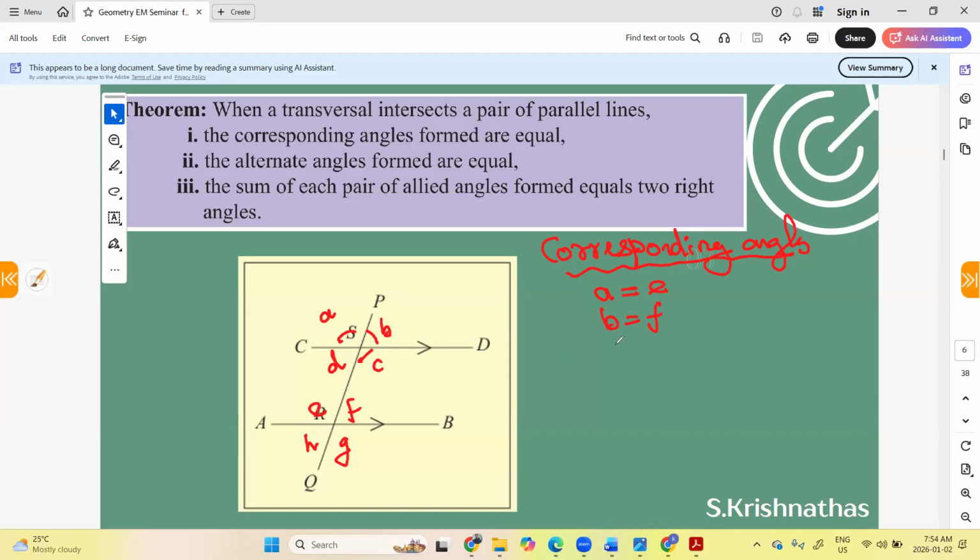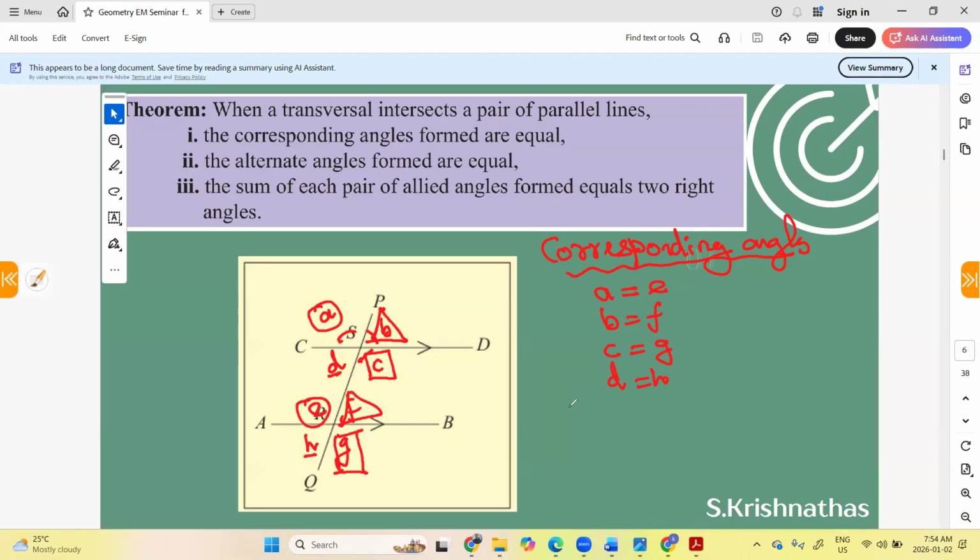C and G are corresponding angles. These two lines are parallel, so C is equal to G. Right? D and H are corresponding angles. These two lines are parallel. D is equal to H. This is corresponding angles. A equal to E, B equal to F, C equal to G, H equal to D. These are corresponding angles.